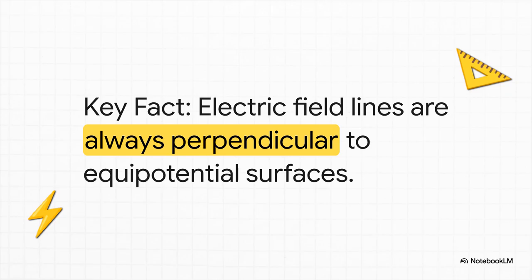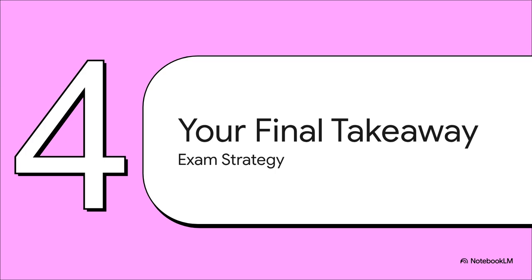And for our final concept, burn this into your memory because it's an absolute rule. Electric field lines always cross equipotential surfaces at a perfect 90-degree angle. They are always perpendicular. So if you see an answer choice that says they run parallel or they don't cross at all, you know it's instantly wrong.